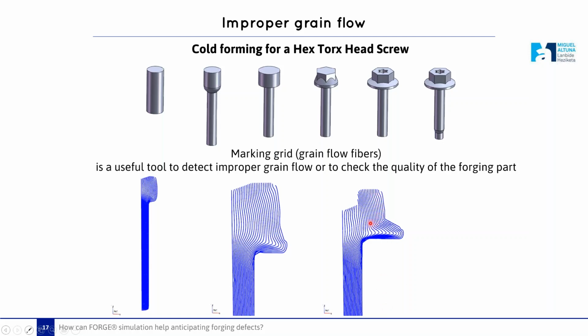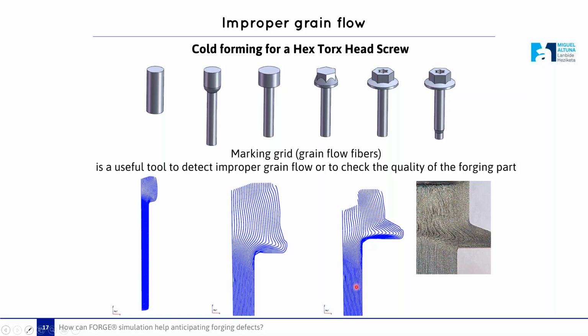Here we can notice the continuity of the grain flow. As well, we can notice that this grain flow respects the SAE/USCAR-8 specification that we saw before. Then it respects the specification needed in the head of the screw.